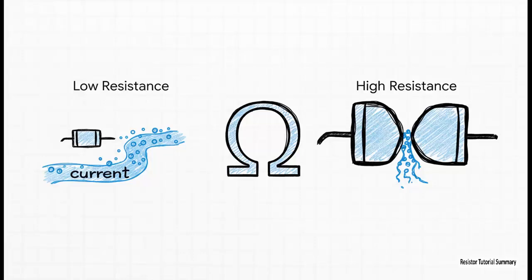So how do we actually measure this resistance? Well, we use a unit called the ohm, and it's represented by that cool Greek letter omega. It's super simple. The more ohms a resistor has, the more it pushes back against the current.